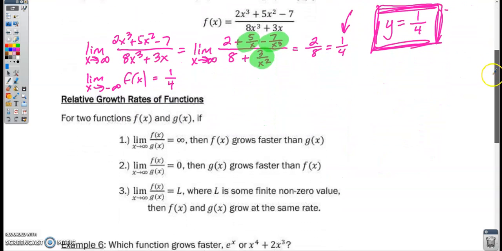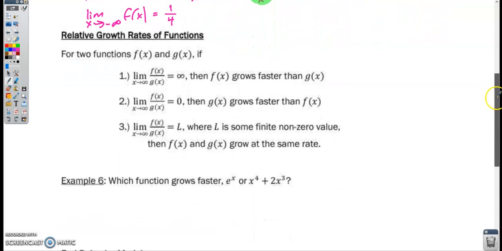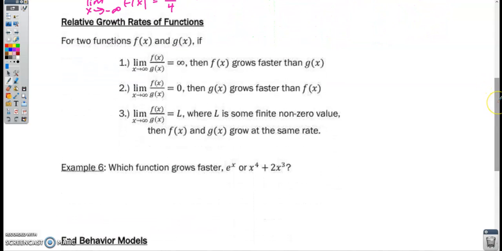Relative growth rates of functions. Another application where we can use the limit as x goes to infinity. If we have two functions, and we take the limit of the ratio of those two functions, the limit as x goes to infinity of f of x over g of x, there are three situations that can occur. Situation number one, when that limit is infinite, that tells you that the function in the numerator grows faster because the fraction is growing to an infinite value, so whatever's in the numerator has to be bigger than what's in the denominator.